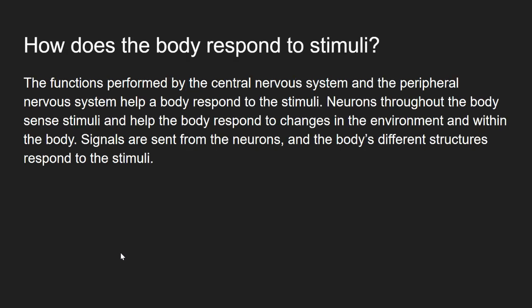This brings us back to our lesson question of how does the body respond to stimuli? The functions performed by the central nervous system and peripheral nervous system help a body to respond to stimuli. Neurons throughout the body sense stimuli and help the body respond to changes in the environment and within the body. Signals are sent from the neurons, and the body's different structures respond to that stimuli.